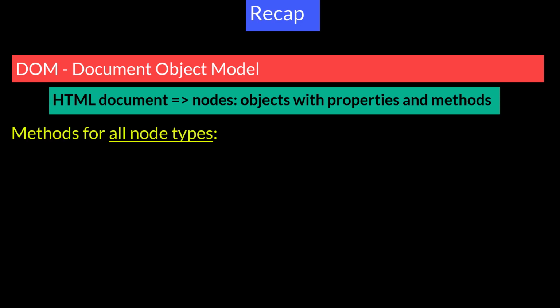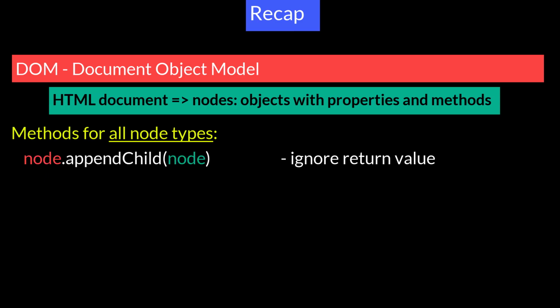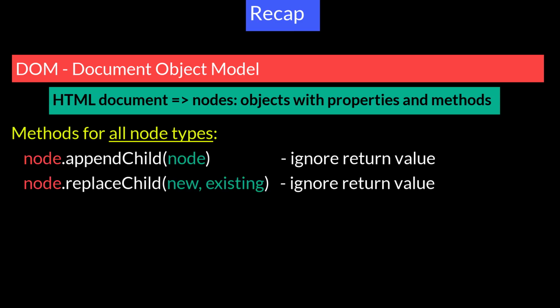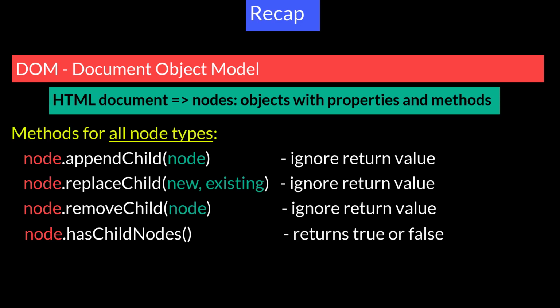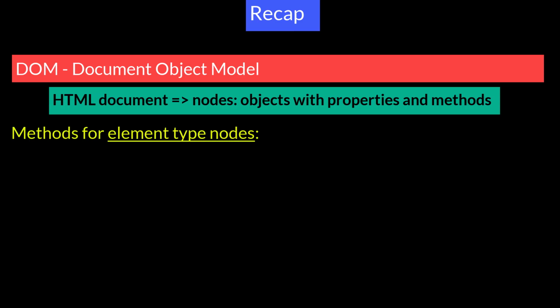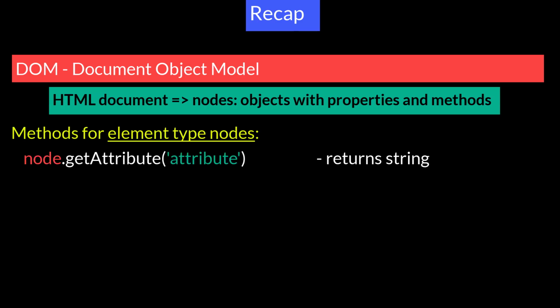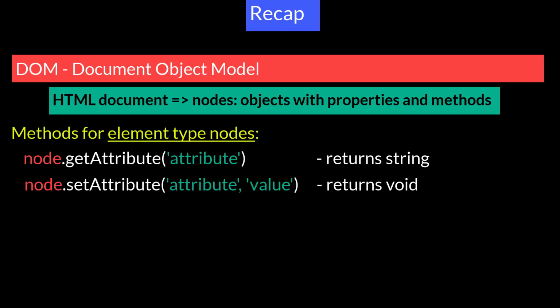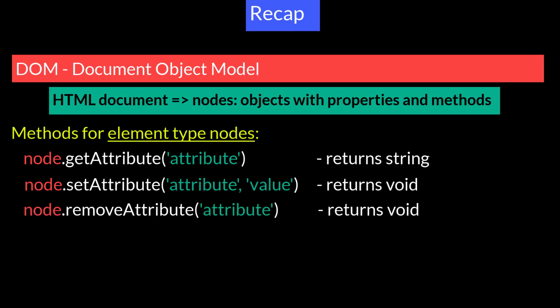These methods may be used by all node types: appendChild, replaceChild, removeChild, and hasChildNodes. We did not discuss properties of element type nodes, but these methods may be used for all element type nodes. getAttribute, and you specify the name of the attribute, and it returns the value. setAttribute, specify the attribute and its value, it returns void. And removeAttribute, specify the name of the attribute, and it returns void.